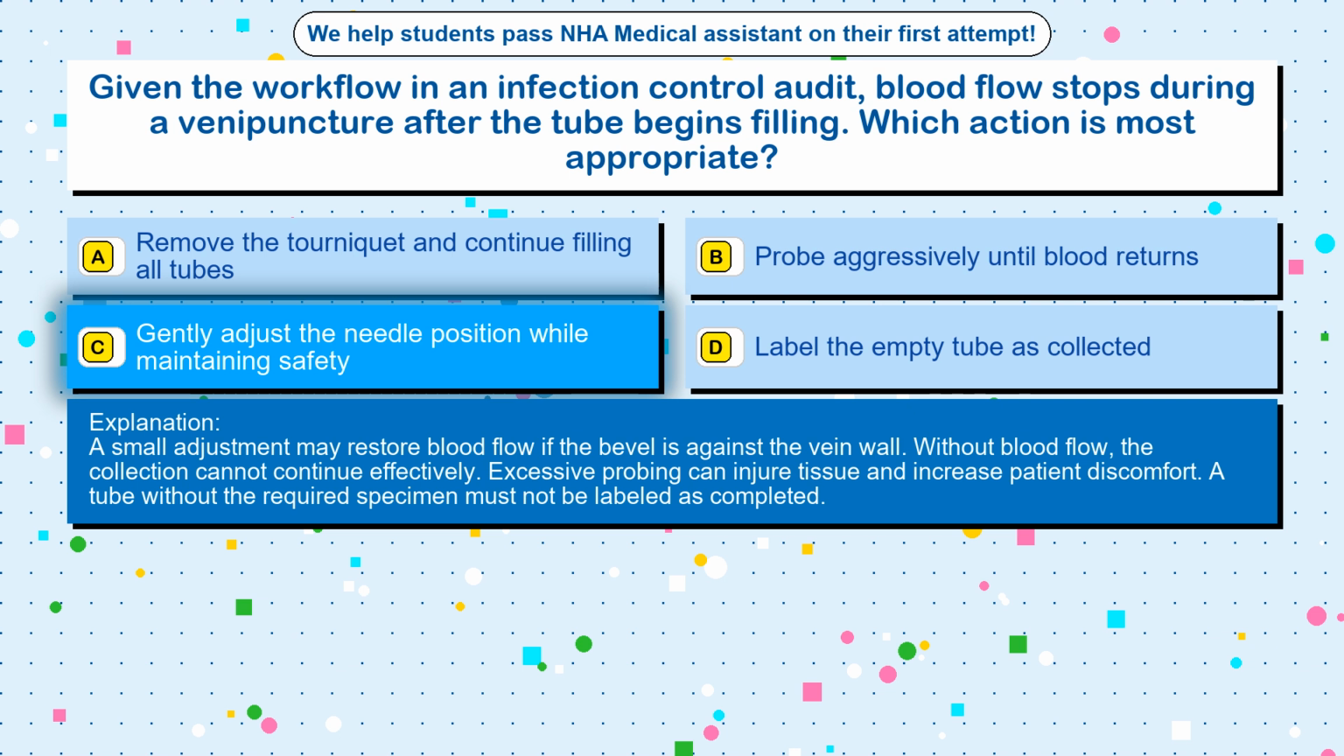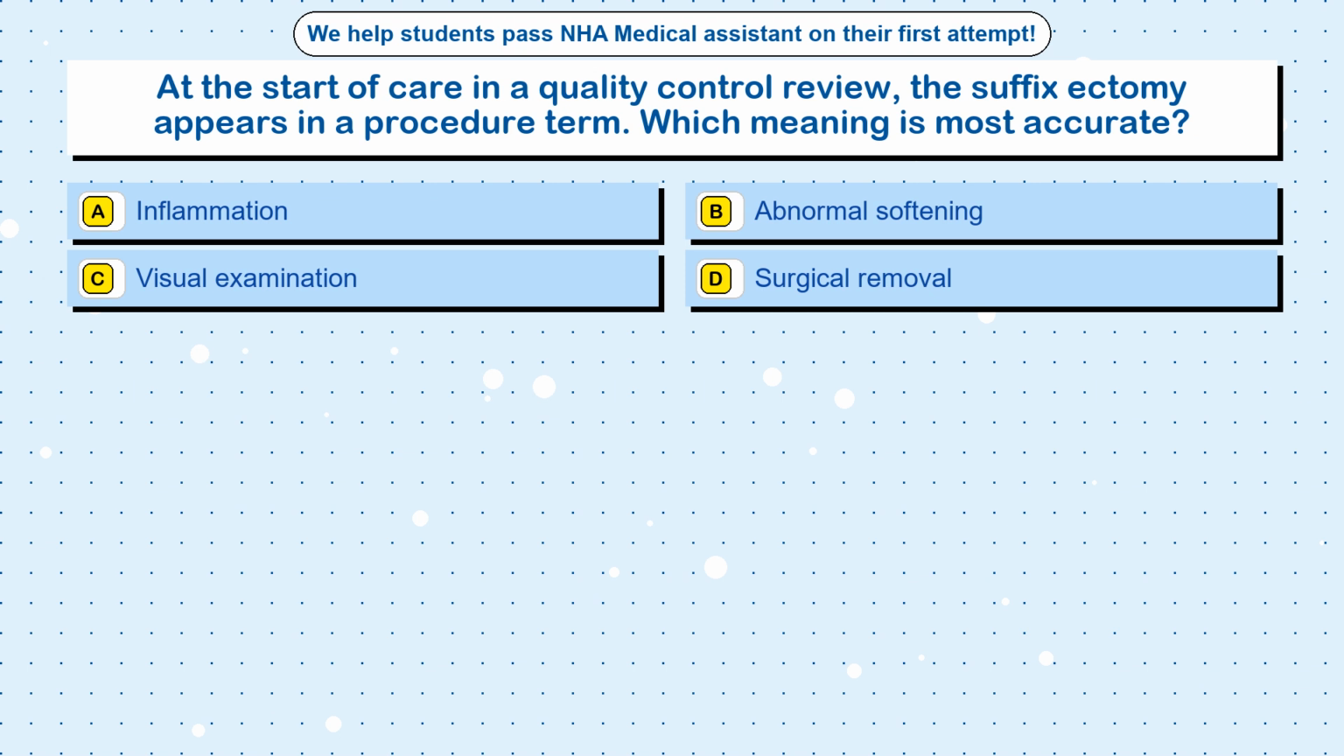A tube without the required specimen must not be labeled as completed. Question 23. At the start of care in a quality control review, the suffix ectomy appears in a procedure term. Which meaning is most accurate? Option A, inflammation. Option B, abnormal softening. Option C, visual examination. Option D, surgical removal.